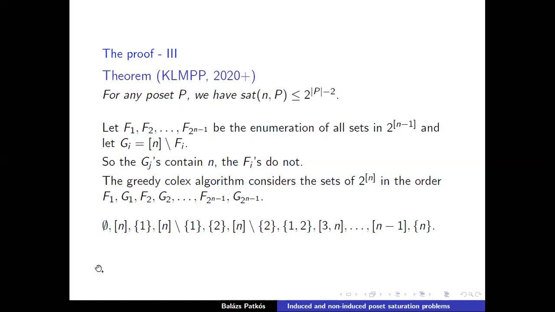Let's see what the order is for the subsets. We start with the empty set, then its complement, so the whole underlying set. Then we take singleton 1 and its complement, singleton 2 and its complement, the pair {1,2} and its complement, and the last pair to consider is the interval from 1 to n-1 and its complement, which is just the singleton {n}. So this is the last subset of our ground set that we consider in this algorithm.